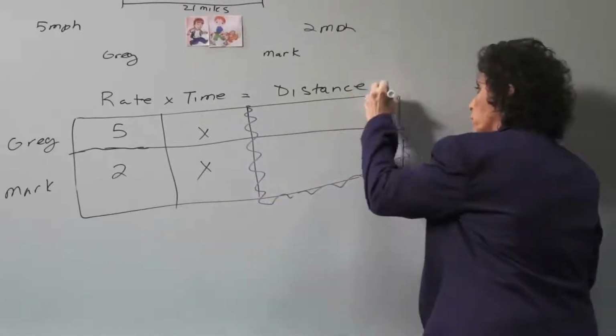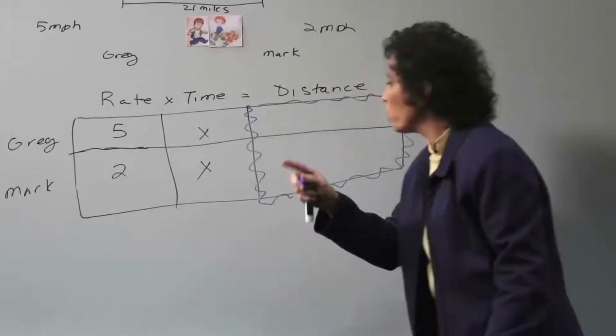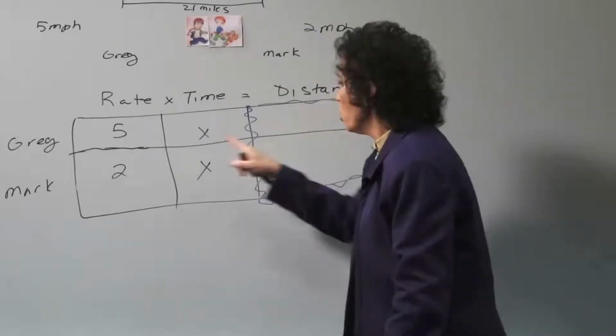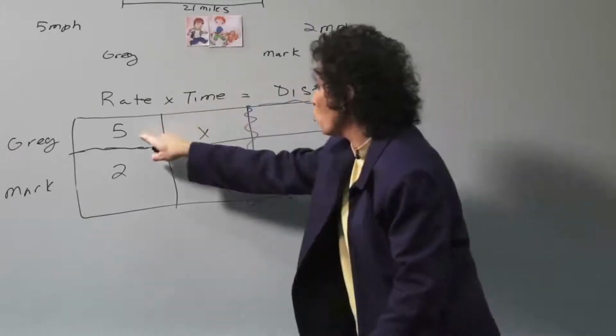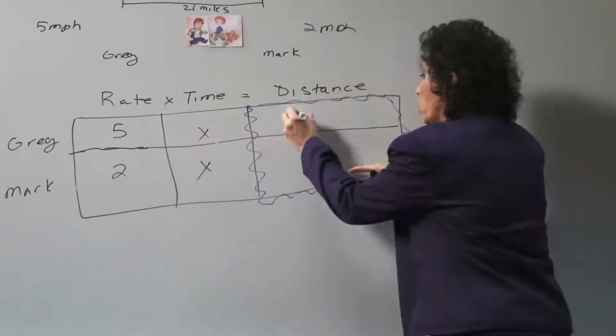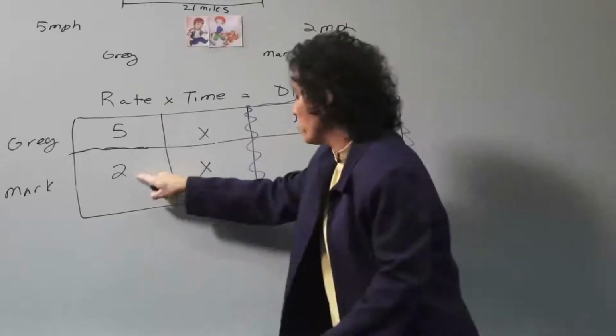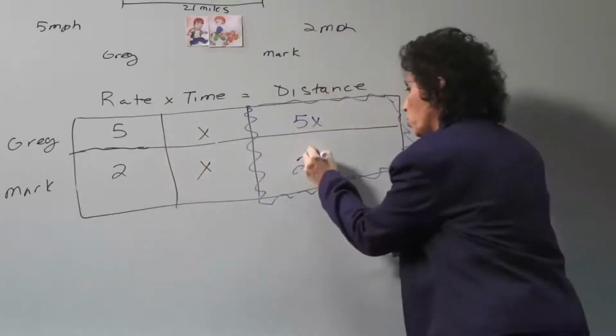I like squiggle. Remember, the squiggle tells me use the formula here. So that means I have to take rate times time, and that's going to equal distance.